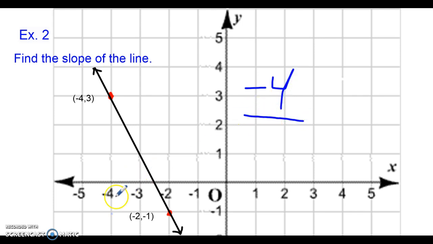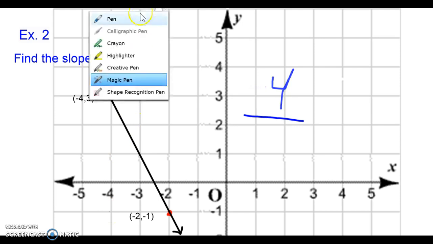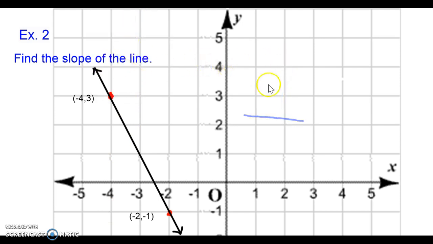Now my run, so I go left or right. So when I go left or right, oh, we lost our 4 there. Let's go back to my other pen. So our rise, so we're here. That's our rise. We got to go run now. So we're going to run 2 to the right. So we're here, it's 1, 2. So our rise was -4, we went 4 down, and we run 2 to the right. So it's +2 because we're going to the right. So our slope, our m, is equal to -4 over 2. Now we can reduce this. This can be reduced to -2.